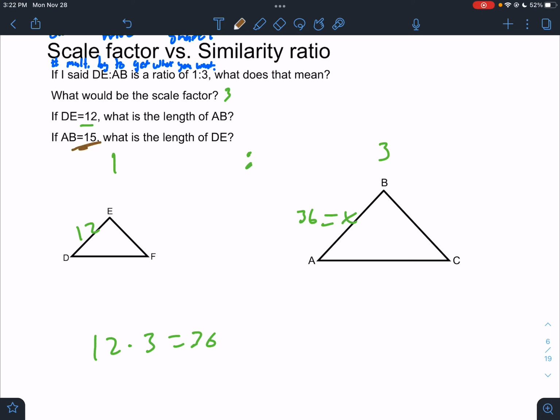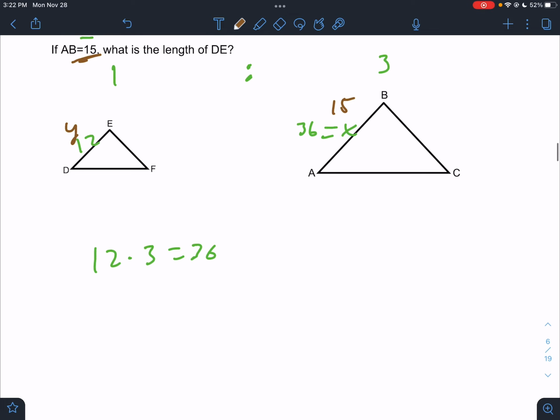So this is a new problem. I'm going to say this side's 15, and I'm going to call this side Y. How do you go the other way? How do you go from the 3 back to the 1? What would you multiply by? You would multiply by 1/3. You would do 15 times 1/3 equals 5.